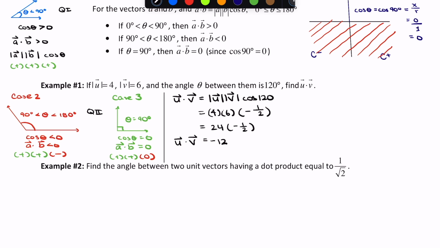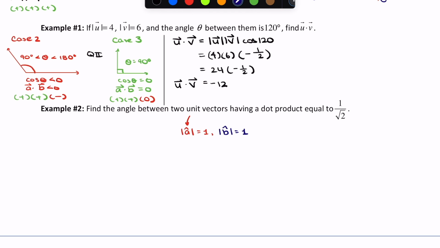Okay, so example number 2 says find the angle between two unit vectors having the dot product equal to 1 over square root 2. So again, when we see that it's a unit vector, you can see that the magnitude of unit vector A is equal to 1, and the magnitude of unit vector B is also equal to 1.